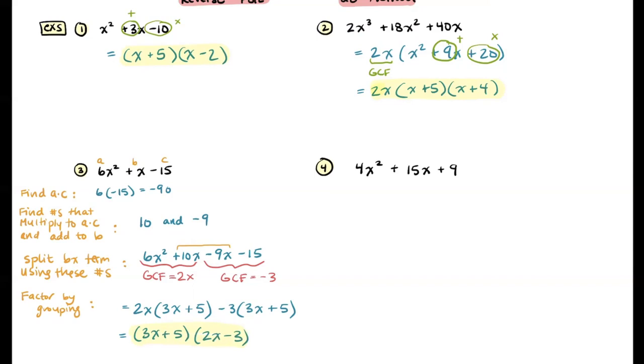Now, if you know how to factor something like this by trial and error, you can totally do that. But using this method will always get you there, so it's totally up to you. So why don't you pause this and try number 4, 4x squared plus 15x plus 9.